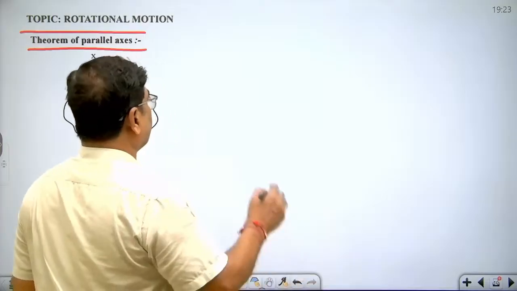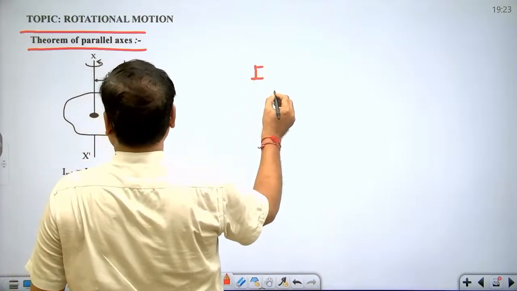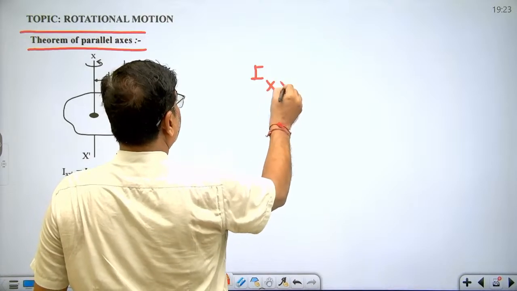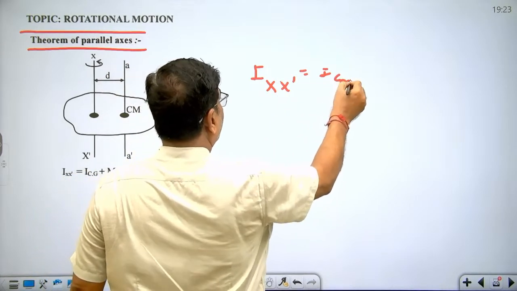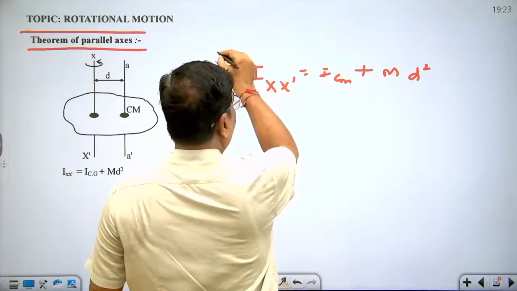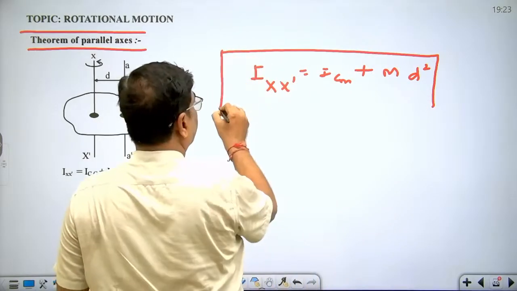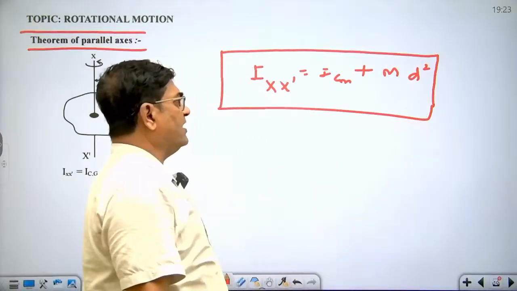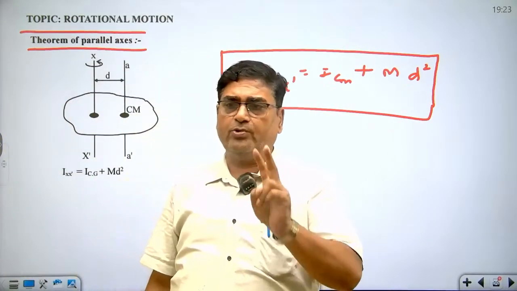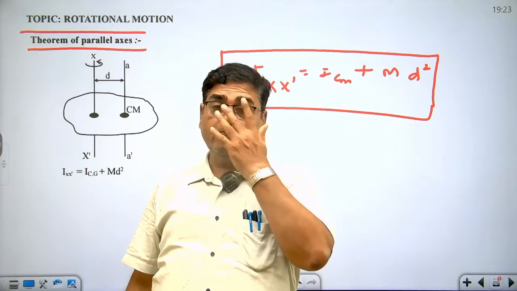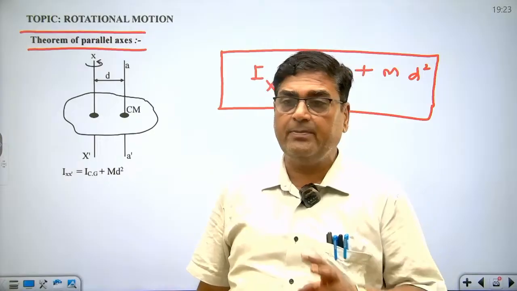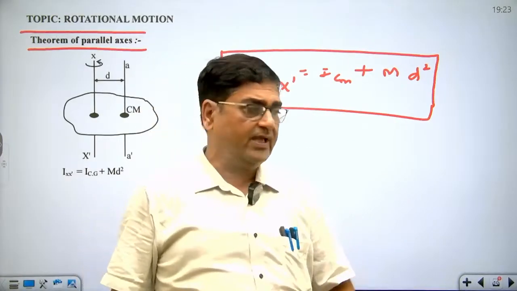And the statement of the theorem is this. I about any axis, for example xx dash, equals I about center of mass plus mass of the body into the square of the perpendicular distance between them. Dear student, always remember this theorem can be applied when, out of two parallel axes, one axis passes through the center of mass. And also remember, the moment of inertia of the system remains minimum about an axis passing through the center of mass.